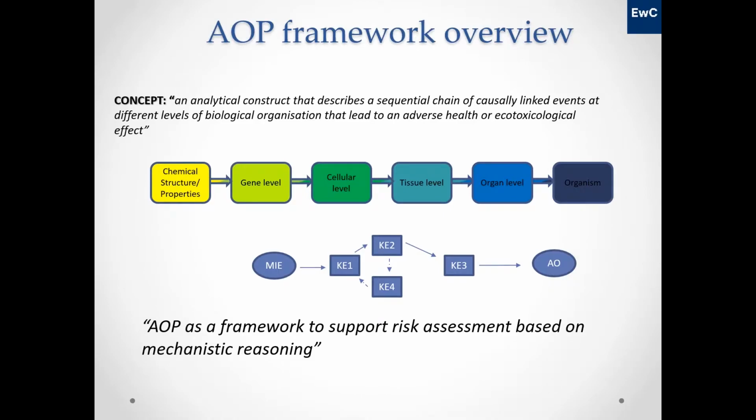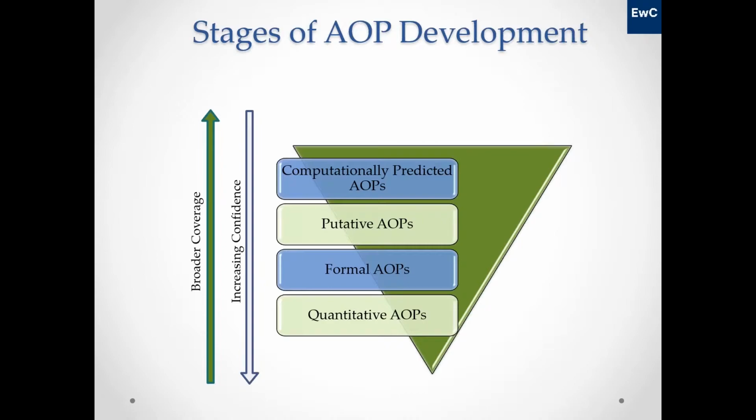What is an AOP? It's an analytical construct that describes a sequential chain of causally linked events at different levels of biological organization, and that can lead to an adverse health or ecotoxicological effect. And why is it so important? Because AOP is aimed to be used as a framework to support risk assessment based on mechanistic reasoning.